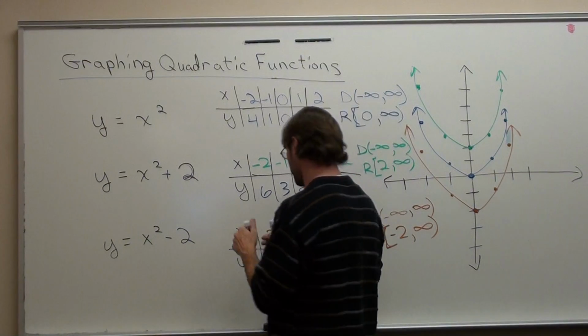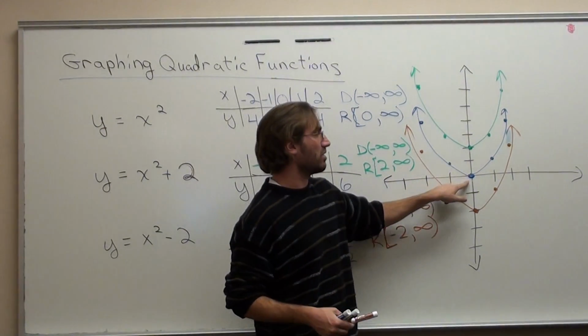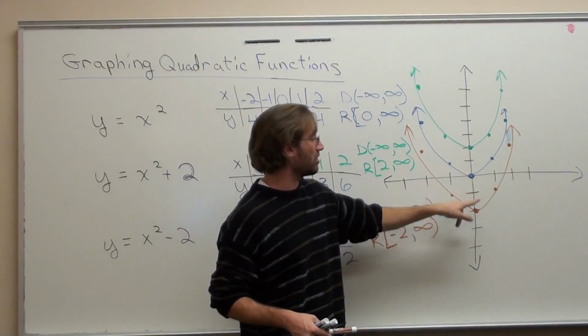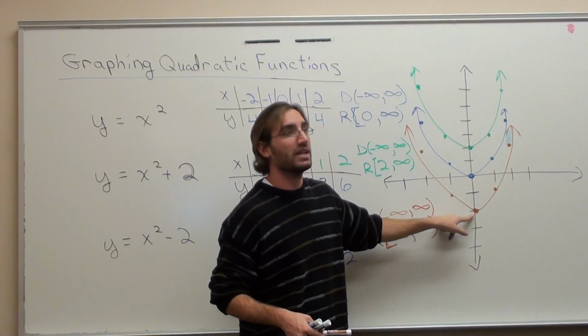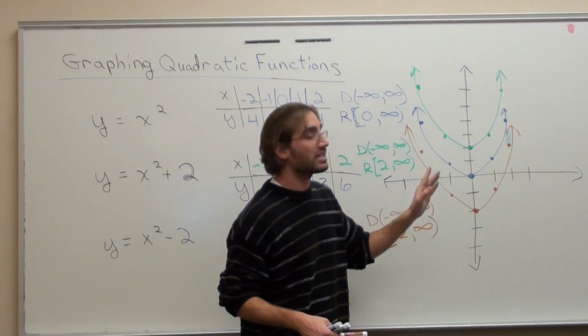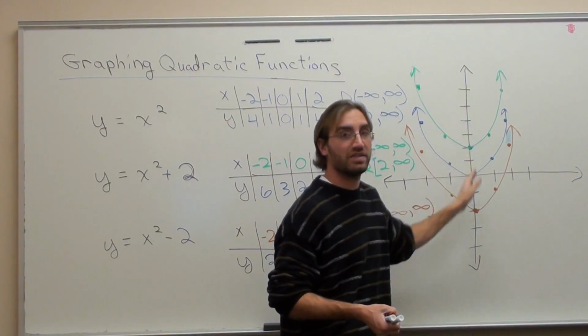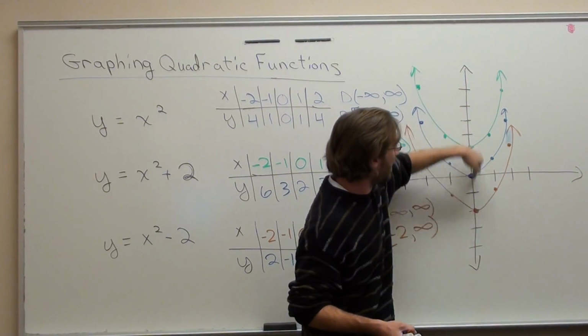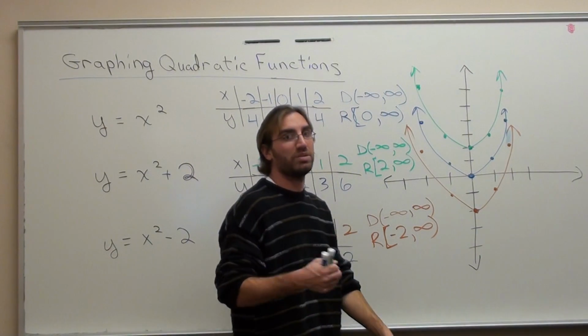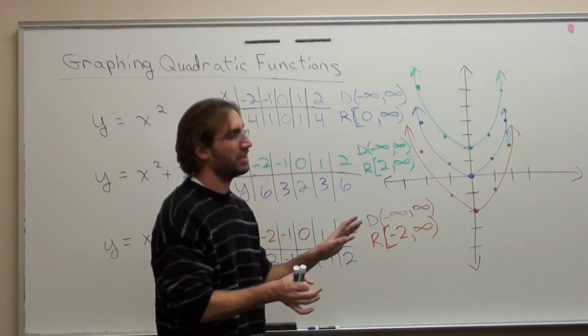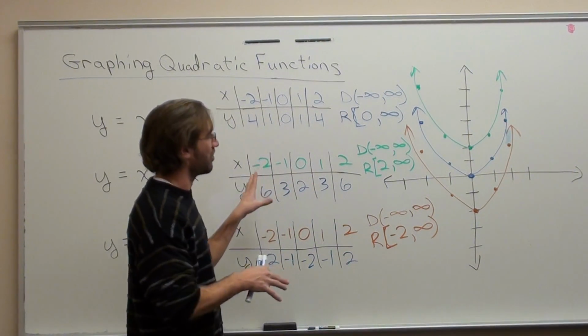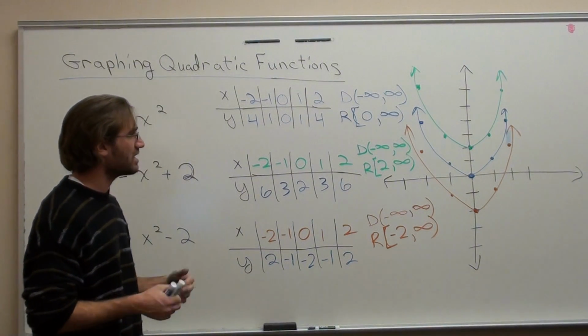The vertex for this one is at 0, 0. The vertex for this one is at 0, 2. The vertex for this one is at 0, negative 2. The axis of symmetry, where it cuts the graph in half, is on this line. If I want to cut any of these graphs in half, that line is right here. Now we will be doing examples where the graph will be shifted, but we're just working with this for right now. That's a basic understanding.